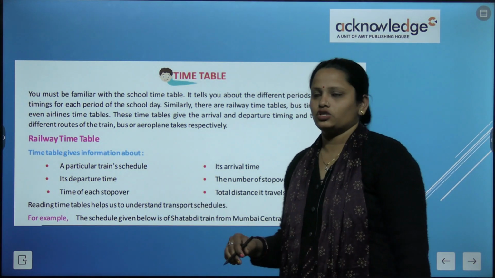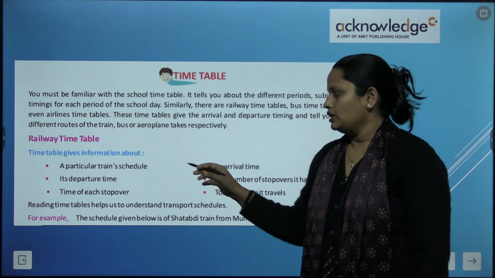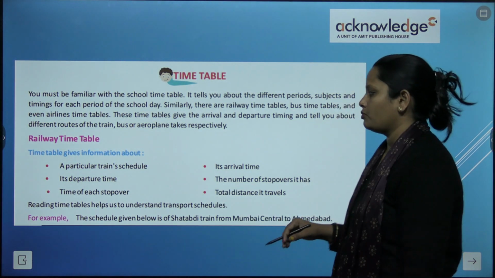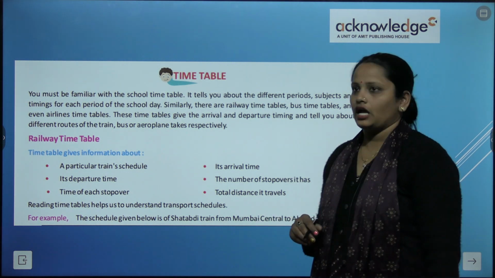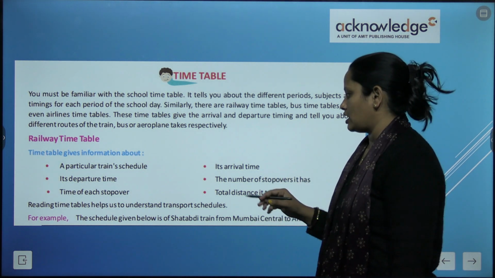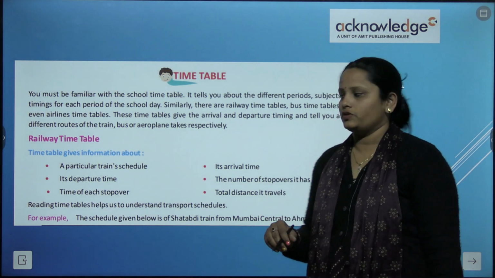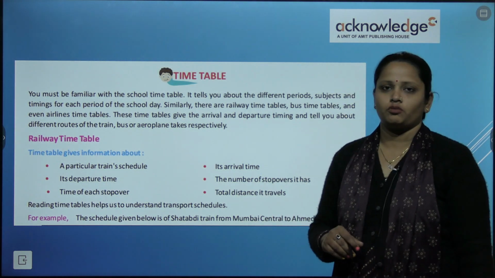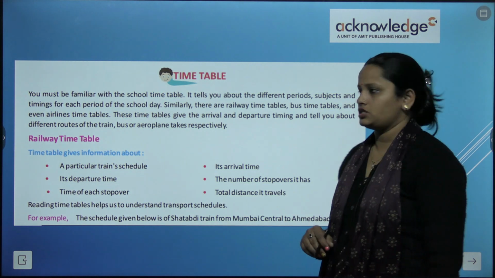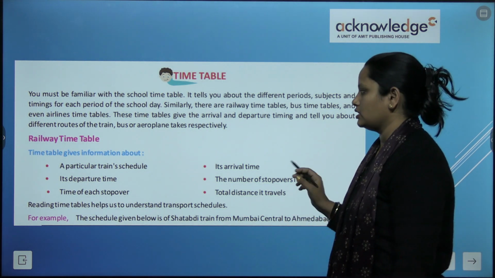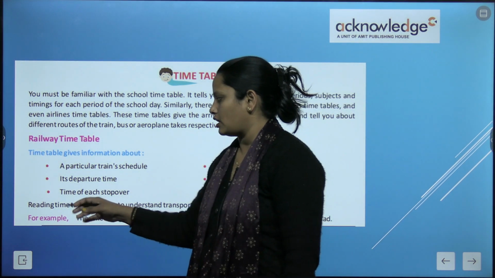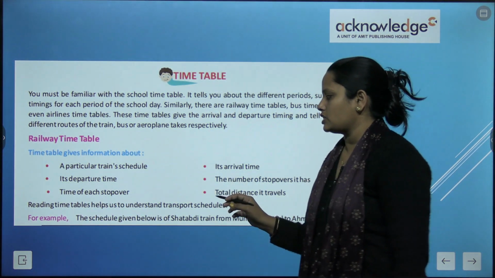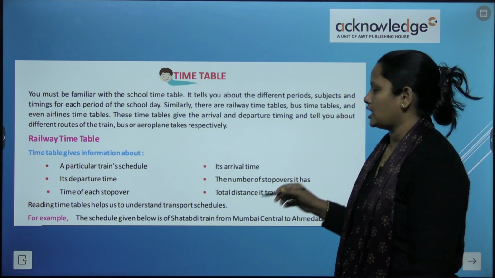Its departure time. Time of each stopover. How many times will it stop? Its arrival time. The number of stopovers it has. And total distance it travels. How long will it travel? How much distance has it covered? Reading a timetable helps us to understand the transport schedules.